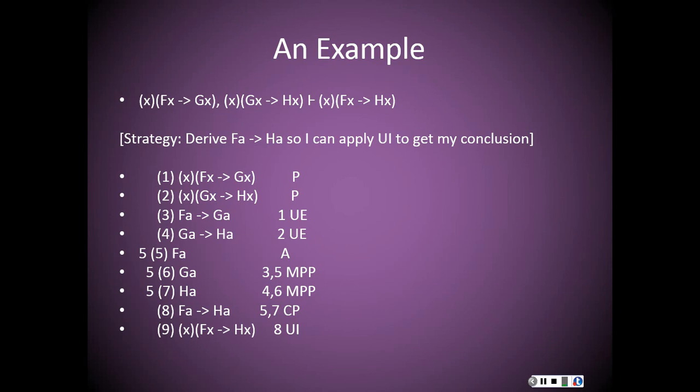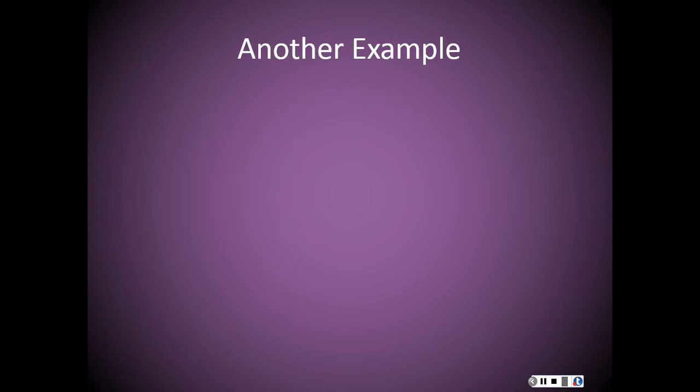I apply the rule of universal introduction to line 8. And what I do is I put a universal quantifier out front that ranges over the variable x. And I replace each occurrence of A in line 8 with the variable x. And now I have completed my proof. So this is one example concerning how to apply the rule of universal introduction. Let's go ahead and look at another one.